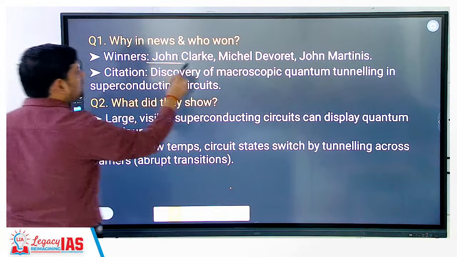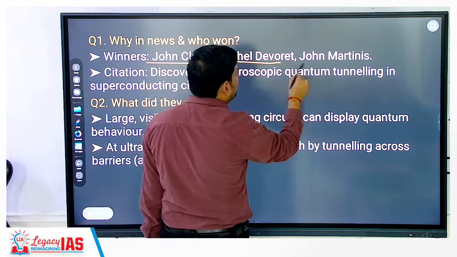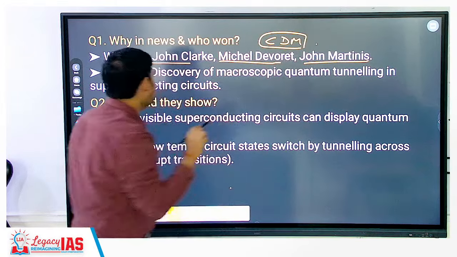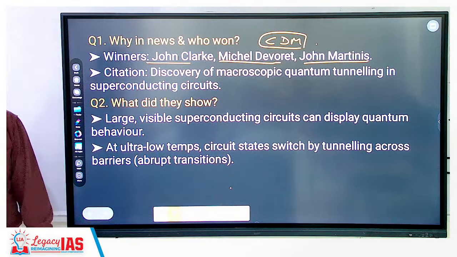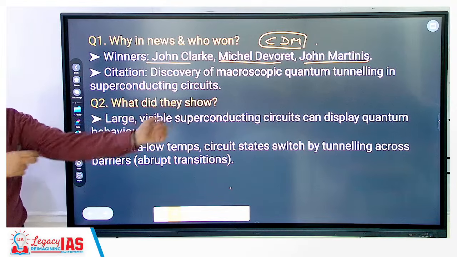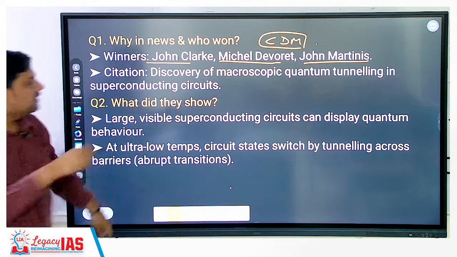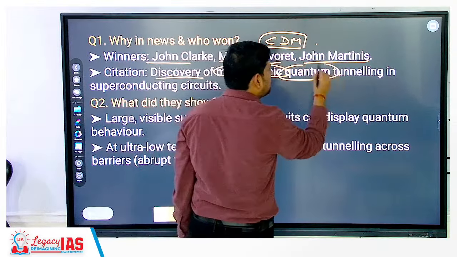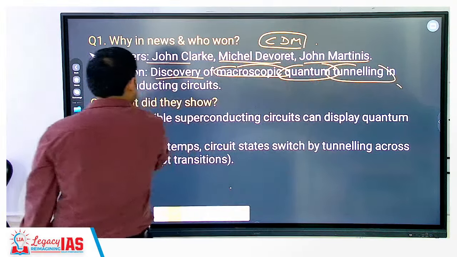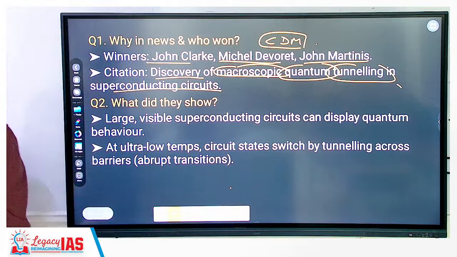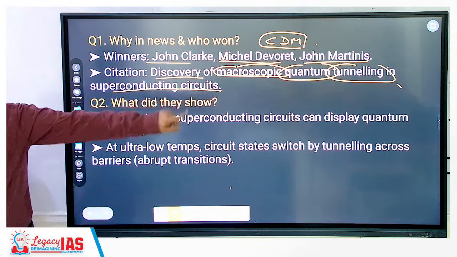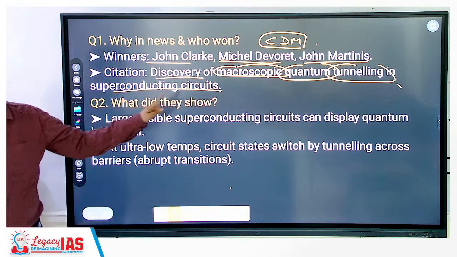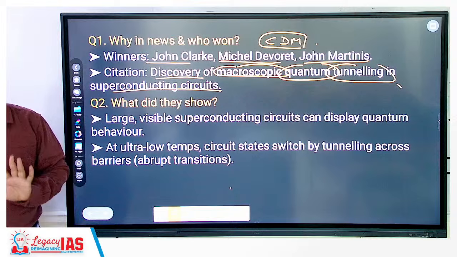So the winners are John Clarke, Michel Devoret and John Martinis. The citation is the discovery of macroscopic quantum tunneling in a superconducting circuit. Every word you understand? Macroscopic, at a macro level, quantum tunneling in a superconducting circuit.